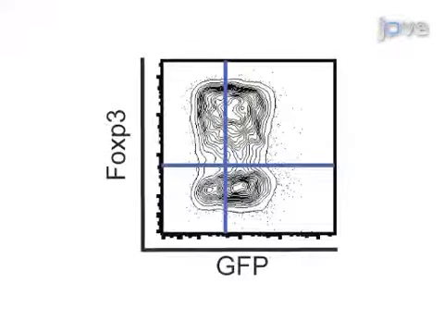Ultimately, results can be obtained that show expression of the Treg differentiation marker FOXP3 and the infection marker GFP, which may be influenced by the overexpressed gene of interest.